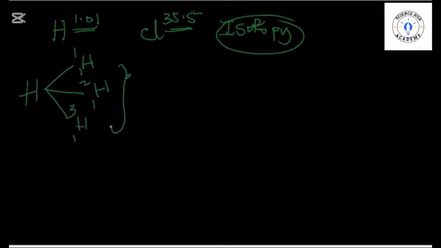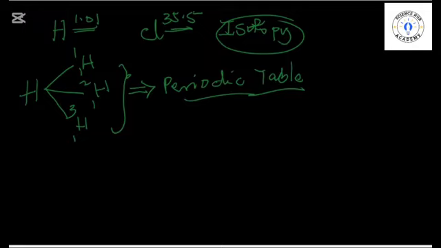Now all of these need to be represented in the periodic table. So to represent hydrogen in the periodic table, you must get the average of the whole of these isotopes. Each of them is present in hydrogen in a different fraction or abundance. The abundance of their existence is what we call relative abundance.